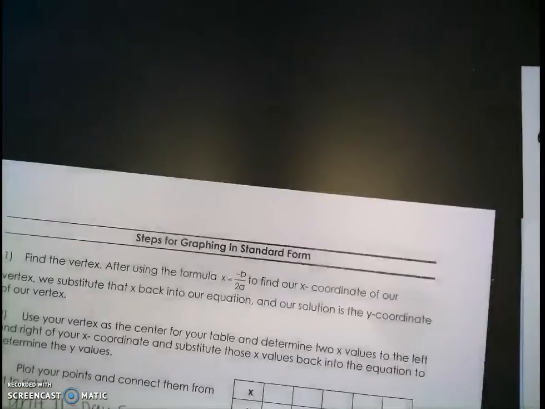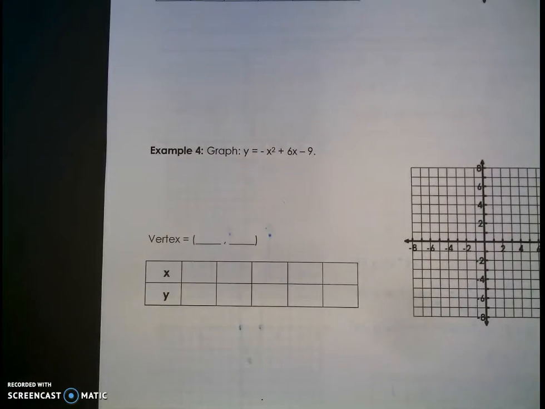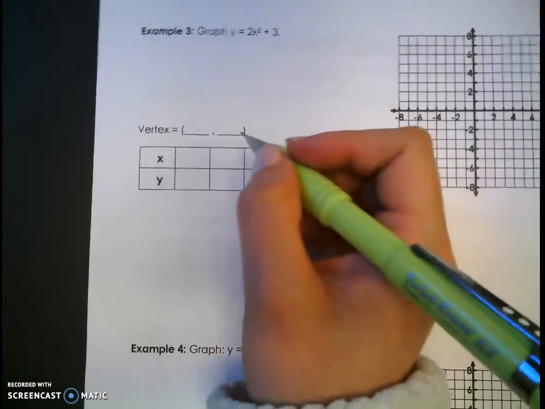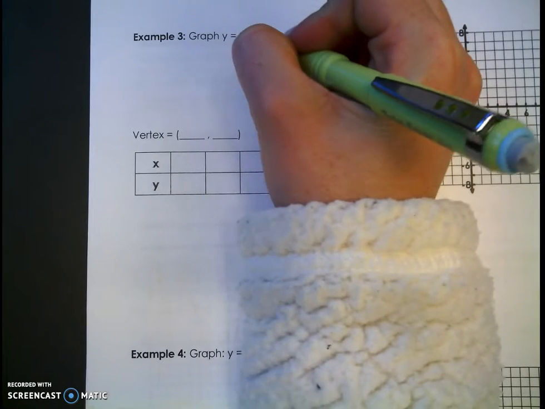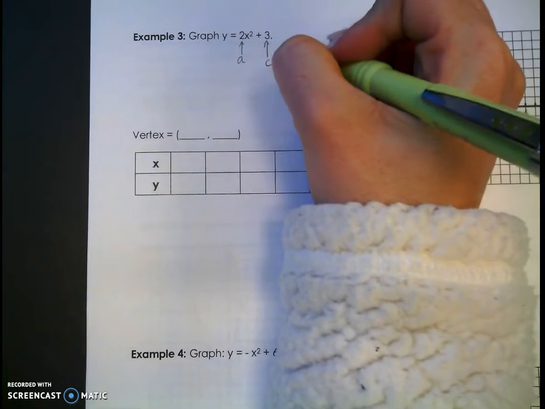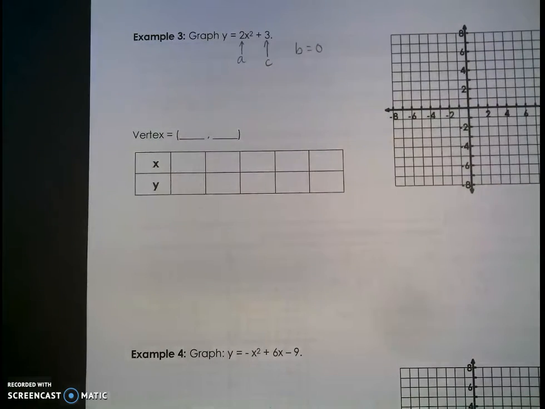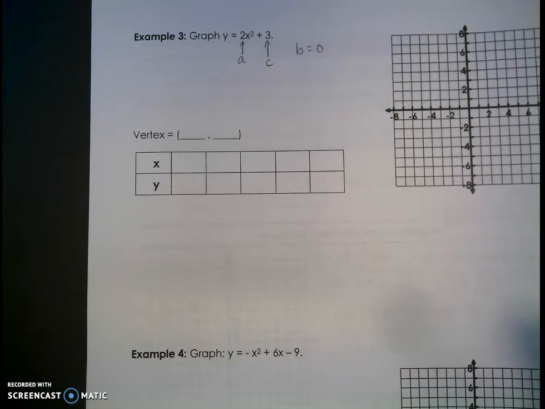I'm going to do one more. New number 4, because this is one that everybody kind of struggled on a little bit. On number 3, just as a little side note, that 2 would be your A, and that 3 would be your C. So on this one, you're missing your B value. So if you're getting stuck there, that might help you out.